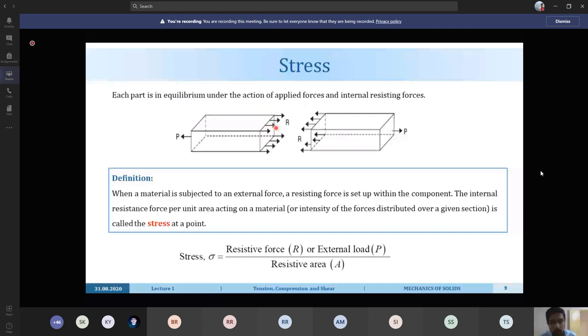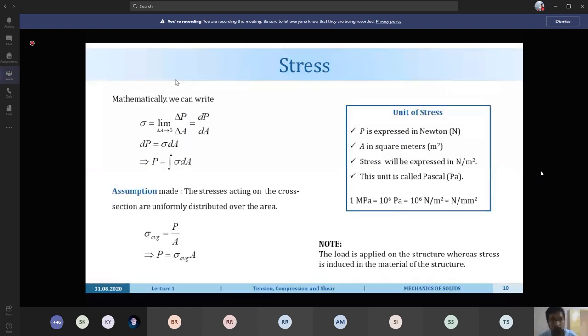So stress is defined as the force acting on the unit area, which is nothing but R by the cross-sectional area. Suppose A is the cross-sectional area, it will be R by A, or R is equal to P here. The external load and the resistive force are same here. So the stress is nothing but P by A, the ratio of the external load to the resistive area. So mathematically we can write stress as the limit as delta A tends to 0 of delta P by delta A.